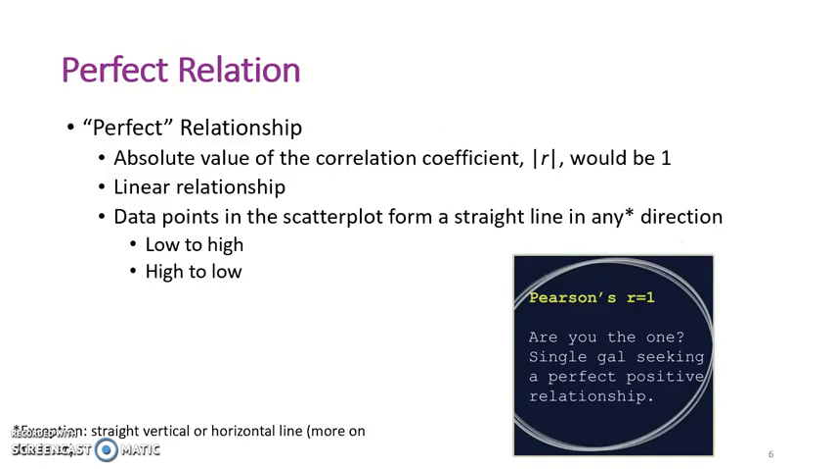The correlation coefficient, R, for a perfect linear relation, which hardly ever happens in real life, would be -1 or +1. That is, the absolute value of the coefficient would be 1. When you have a coefficient of -1 or +1, this is considered a perfect relationship, and is the basis for this stats meme shown here. The dots form a line with a constant rate of change, in other words, a straight line. That's why it's called a linear relationship. The straight line can be in any direction, meaning high to low or low to high.